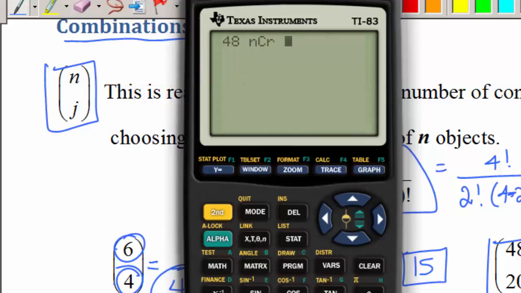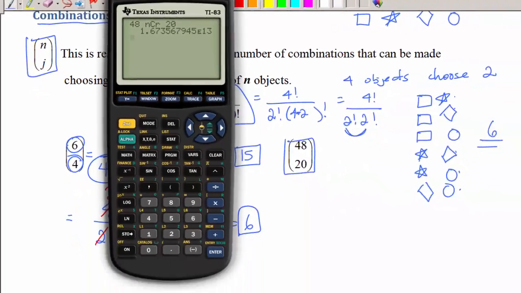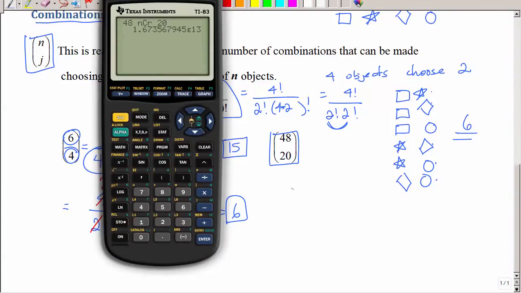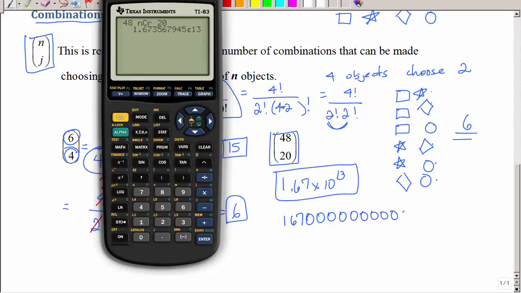So I'm going to enter that, and then it's waiting for me to say, well, how many objects are you going to choose? 20? Oh my, look at that. We get 1.67 times 10 to the 13th. That's an approximation. That means that's a lot. So if I wrote that out, 167, 1, 2, 3, 4, 5, 6, 7, 8, 9, 10, 11, 12, 13, that's a really big number. So that's why calculating that by hand or trying to demonstrate that is way too big.